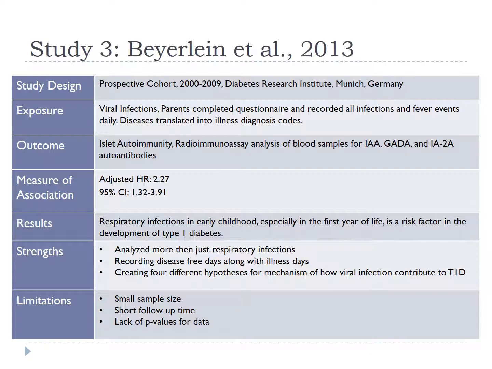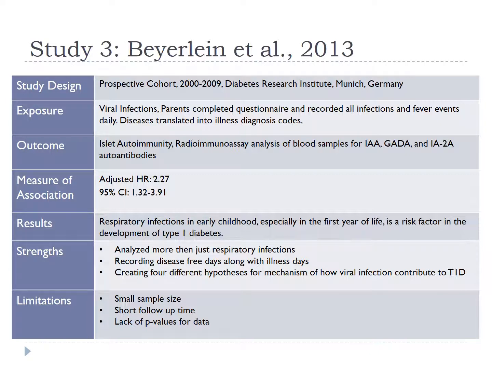They also measured the outcome of islet autoimmunity the same way as the previous 2 studies. The measure of association was an adjusted hazard ratio of 2.27 with a confidence interval of 1.32 to 3.91. They did not report a p-value for this adjusted ratio, so it is hard to decide how significant this association is. The study had many strengths, like not just analyzing respiratory infections, but also gastrointestinal and other infections.